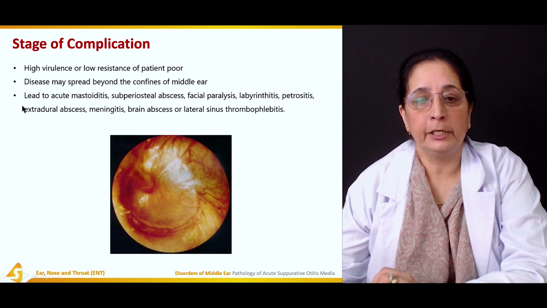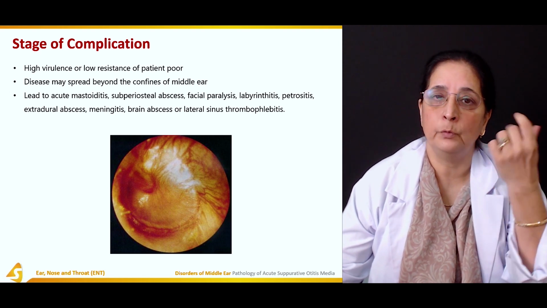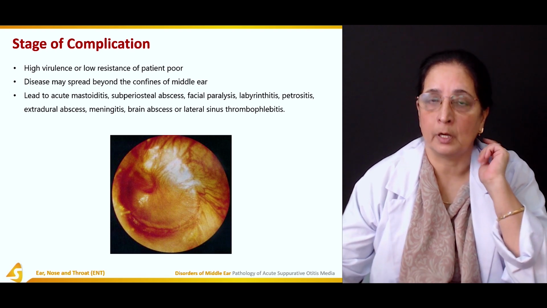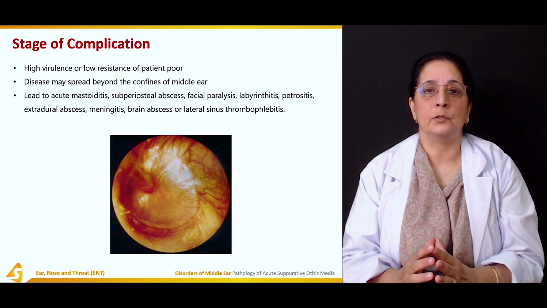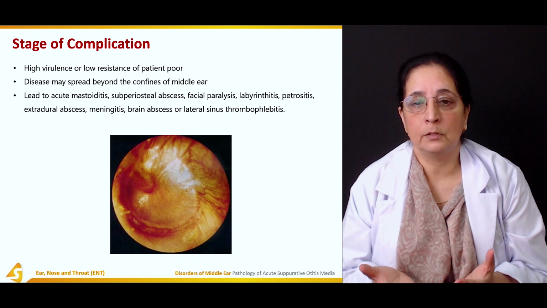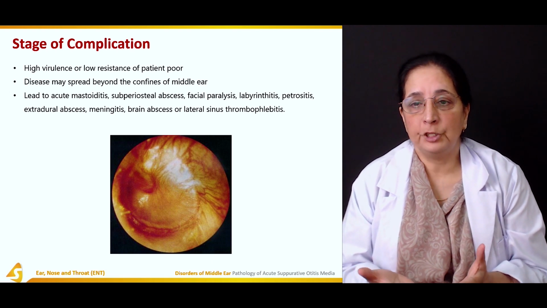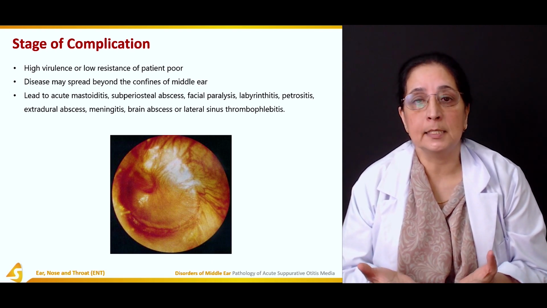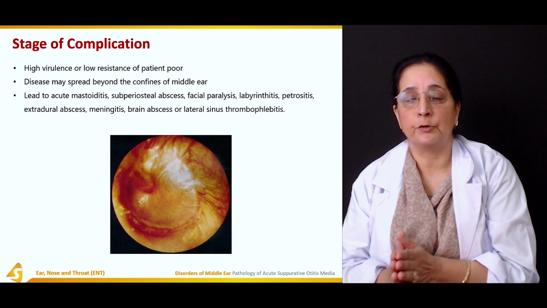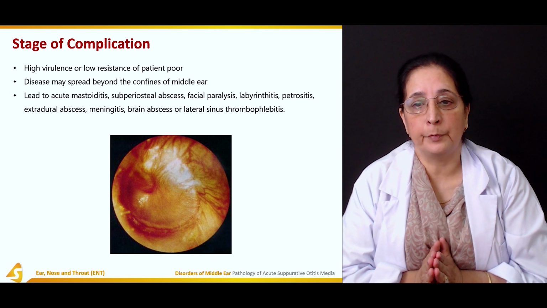It can lead to acute mastoiditis. The mastoid is the bone at the back. If you put a finger on the back of the ear, that's the mastoid process. So if the infection spreads to the mastoid process, it can lead to mastoiditis. There can also be subperiosteal abscess, facial paralysis, labyrinthitis, which is the inflammation of the inner ear or labyrinth, petrositis, extradural abscess, meningitis, brain abscess.